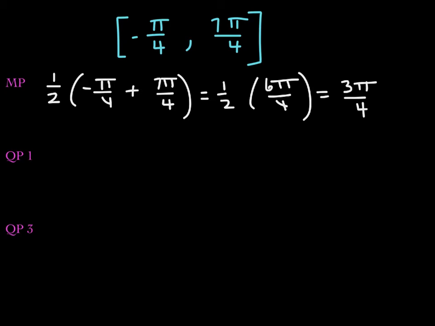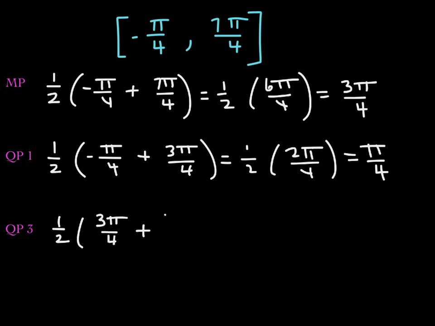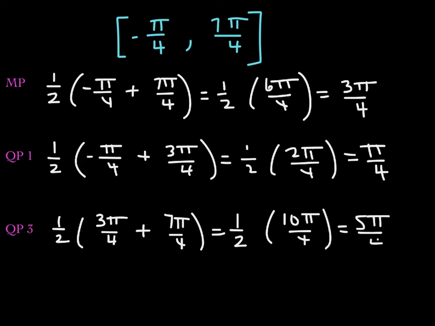Let's find our first quarter point. We're going to take half of the sum of the left endpoint and our newfound midpoint. This will be half of 2 pi over 4, which is just pi over 4. Our third quarter point is found by taking half of the sum of the midpoint and the right endpoint. So this will be half of 10 pi over 4, which is just 5 pi over 4. So now we have all of the input values at which we will evaluate our function.